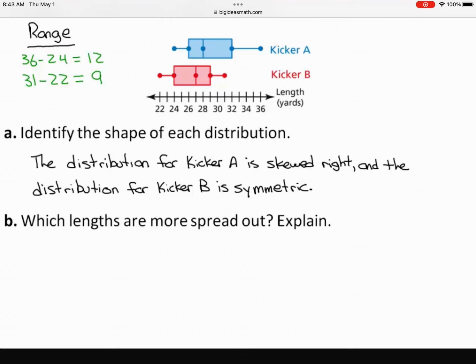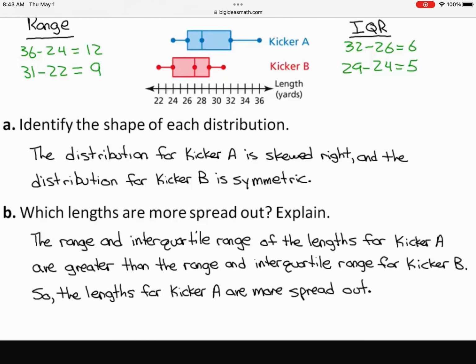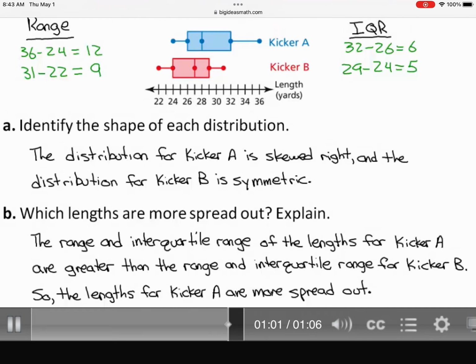The interquartile range of the lengths for kicker A is 32 minus 26, or 6. And the interquartile range of the lengths for kicker B is 29 minus 24, or 5. So the interquartile range is greater for kicker A than for kicker B. So the range and interquartile range of the lengths for kicker A are greater than the range and interquartile range for kicker B. So the lengths for kicker A are more spread out.